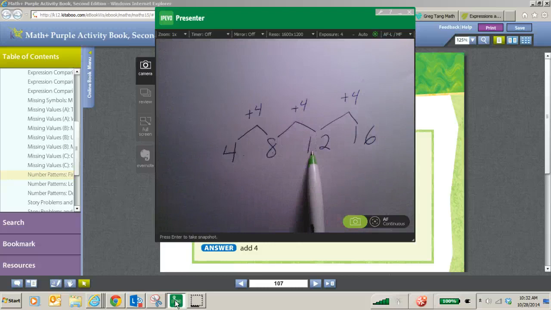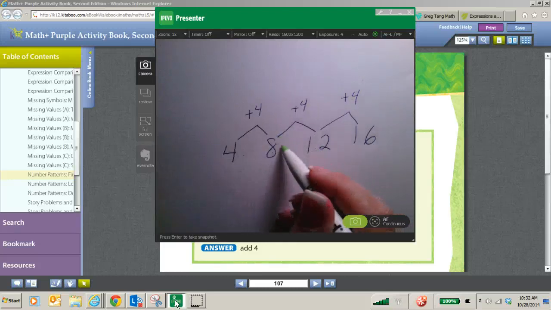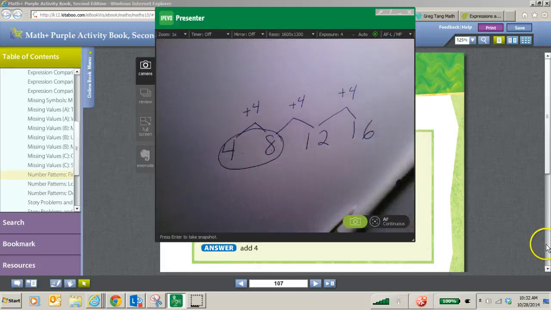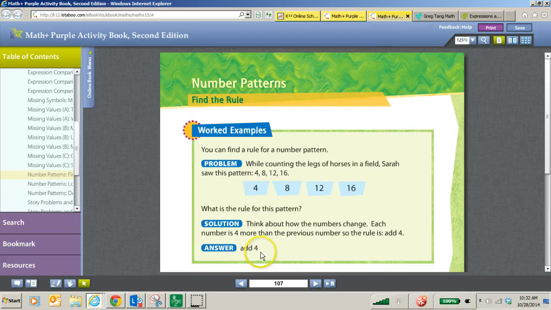8 and 4 more becomes 12. 12 and 4 more becomes 16. So they need to make sure they don't just try it out on the first two digits. They need to try it out on all of the subsequent numbers as well. So the pattern is add 4.